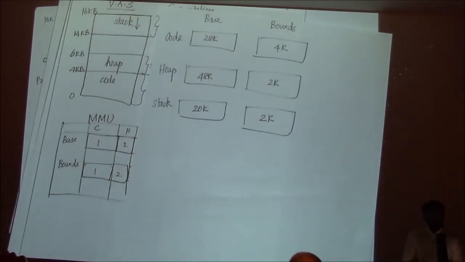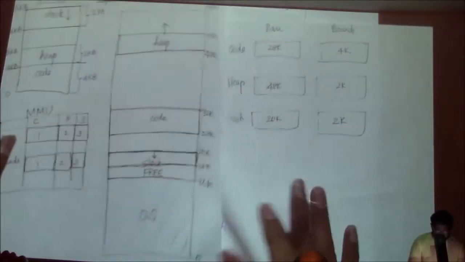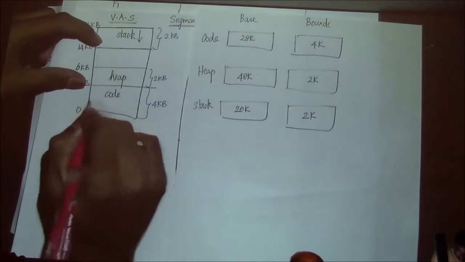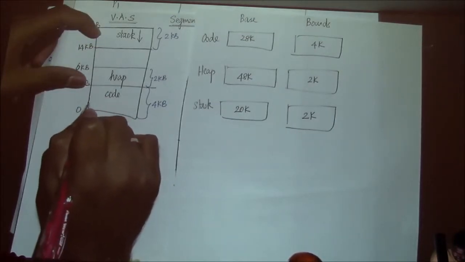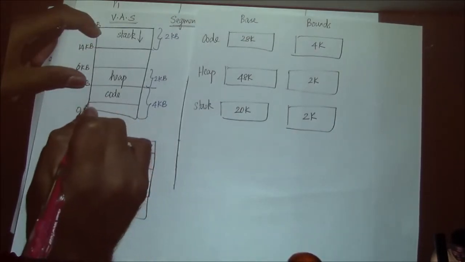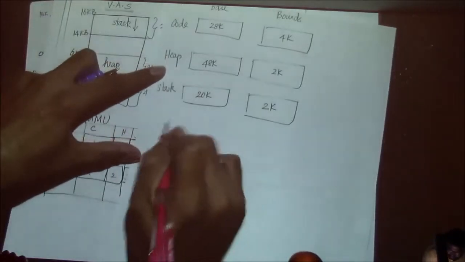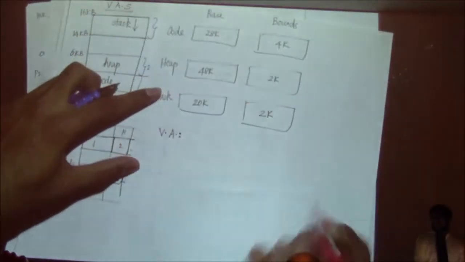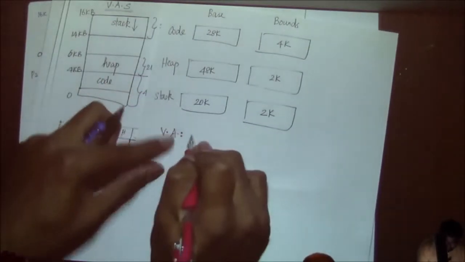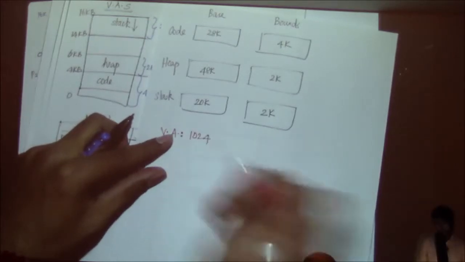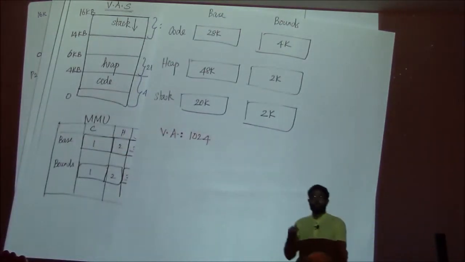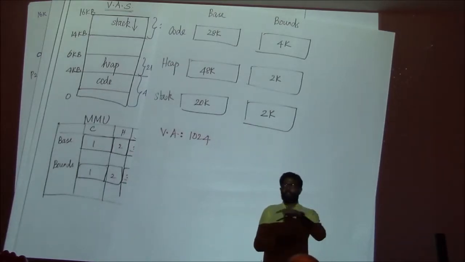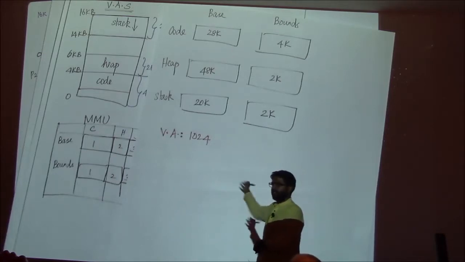Now, let's take some sample addresses and see how we are going to convert them. The first address: the virtual address that this particular process is trying to access is address 1024. First we need to figure out in which segment this address lies in the virtual address space, and then find out its corresponding physical address.